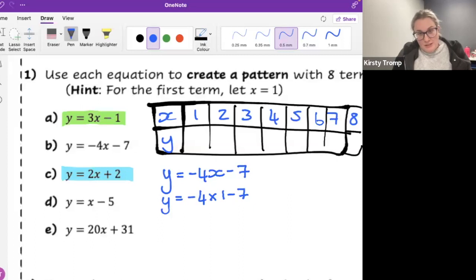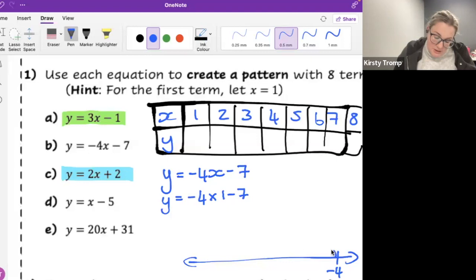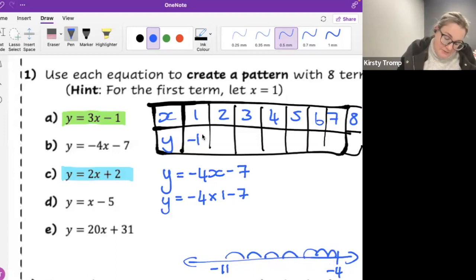Miss, how can I calculate it quickly? You can draw a number line. You can put negative 4, and you can minus 7. So 1, 2, 3, 4, 5, 6, 7, and it gets you to negative 11. Oh, okay, Miss. Yes, I understand. Negative 7, negative 8, negative 9, negative 10. Does it make sense? Yes, Miss, it does make sense.